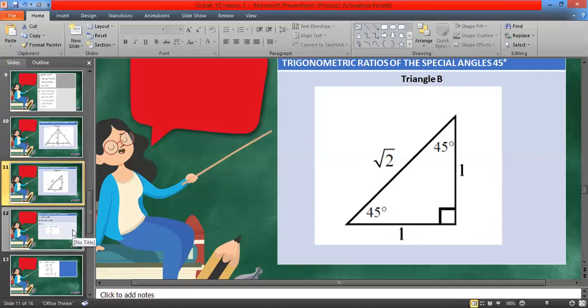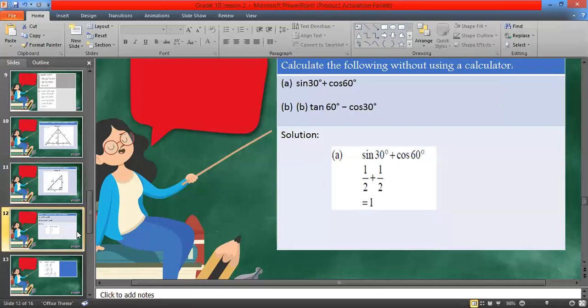Now let's go to the next slide. Calculate the following without using a calculator. How do you find the value of this without using a calculator? For example: A, find sin 30 plus cos 60 without a calculator. B, find tan 60 minus cos 30 without using a calculator. So you're going to get questions of this nature.